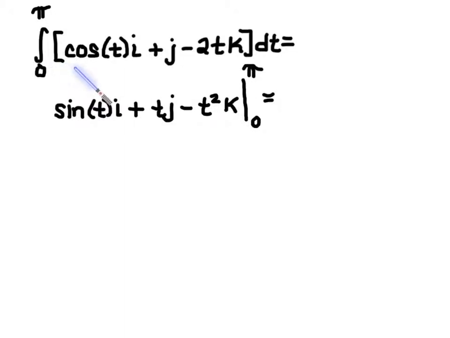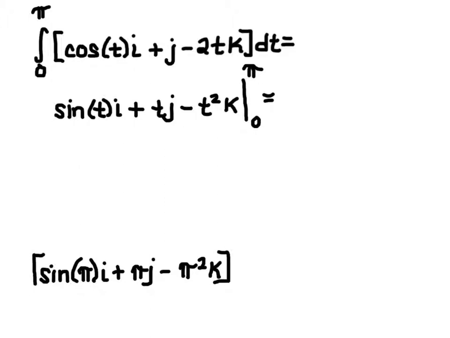Now we just found the antiderivative of the cosine of t i plus j minus 2t in the k direction. Now we're going to evaluate that antiderivative with our bounds 0 to pi. We're going to start with pi and take the sine when t equals pi in the i direction, plus t equals pi in the j direction, minus pi squared in the k direction. That's our antiderivative when t equals pi, minus, and this is the fundamental theorem of calculus, part 2, the sine of 0 in the i direction, plus 0 in the j direction, minus 0 squared in the k direction.